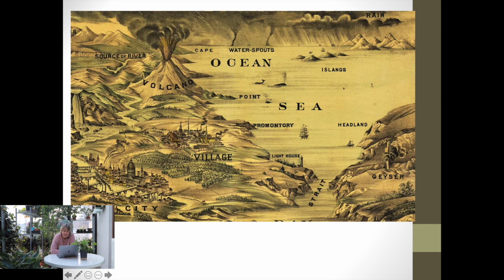We have some islands, we have a source of a river, we have a volcano, we have some human elements. We have a city, a village, a lighthouse, but also some natural things such as a geyser, that is this natural, usually hot gushing of water.